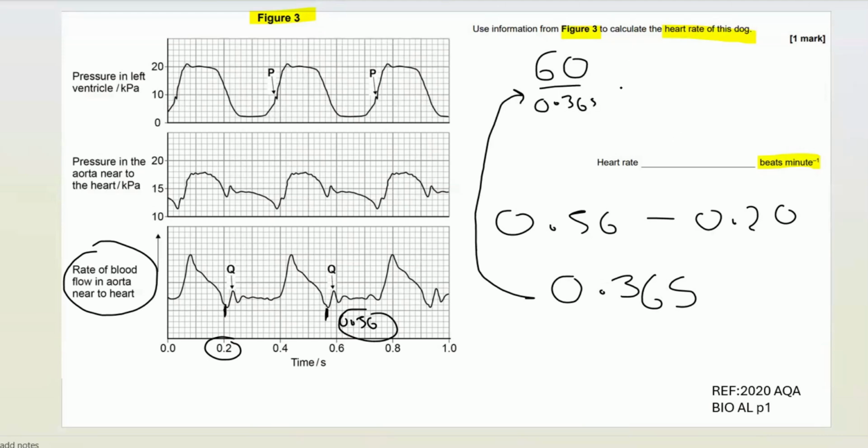And yeah, going to move on to the next question. So here the answer is going to be 166, which is quite high, but dogs have a lot higher heart rates than humans. Being smaller animals, you'll find if you went down to a mouse, it would have a much higher heart rate than this even. Okay, let's move on to the next question.